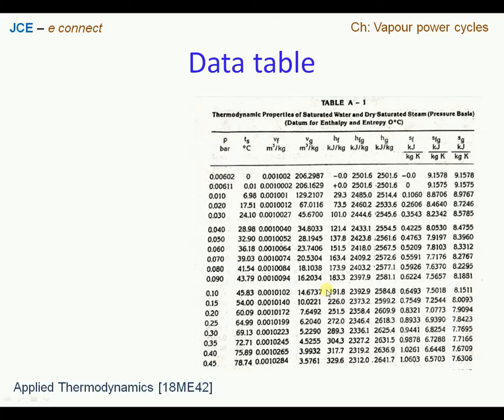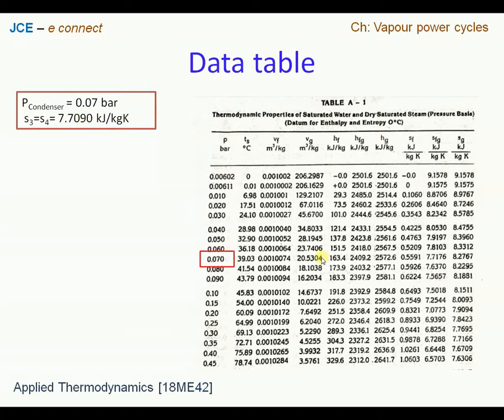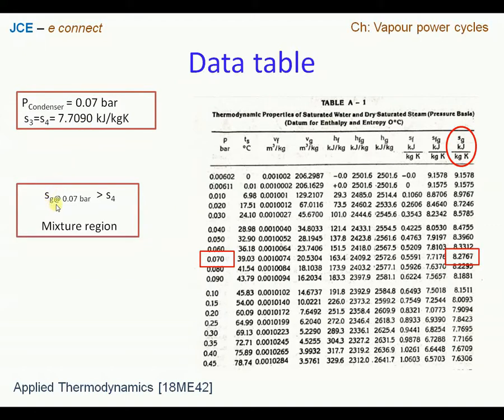So here we have table number A1, and the first column is pressure. From the problem, at state point 4 we have a condenser pressure of 0.07 bar, and S3 is equal to S4, and our target value here is the entropy value of 7.7090 kilojoule per kg Kelvin. We are looking at a pressure of 0.07 bar, at the SG value, and comparing it with the given entropy value. As we proceed column-wise downward, at 0.07 bar the SG value is 8.2767 kilojoule per kg Kelvin, but our given entropy value, S3 equal to S4, was 7.70, which clearly shows that the SG value is greater than S4. That means state point 4 is lying inside the dome. Therefore the system exists in the two-phase mixture region.